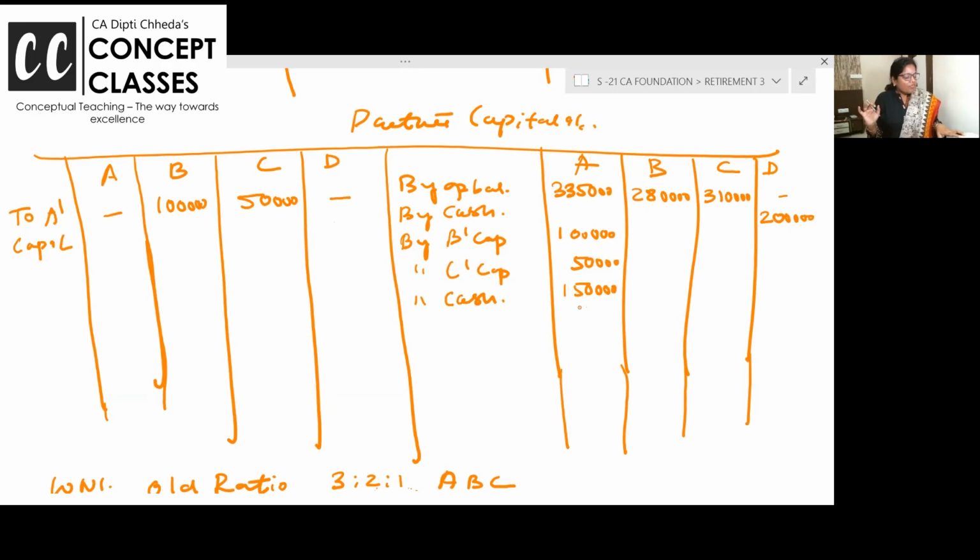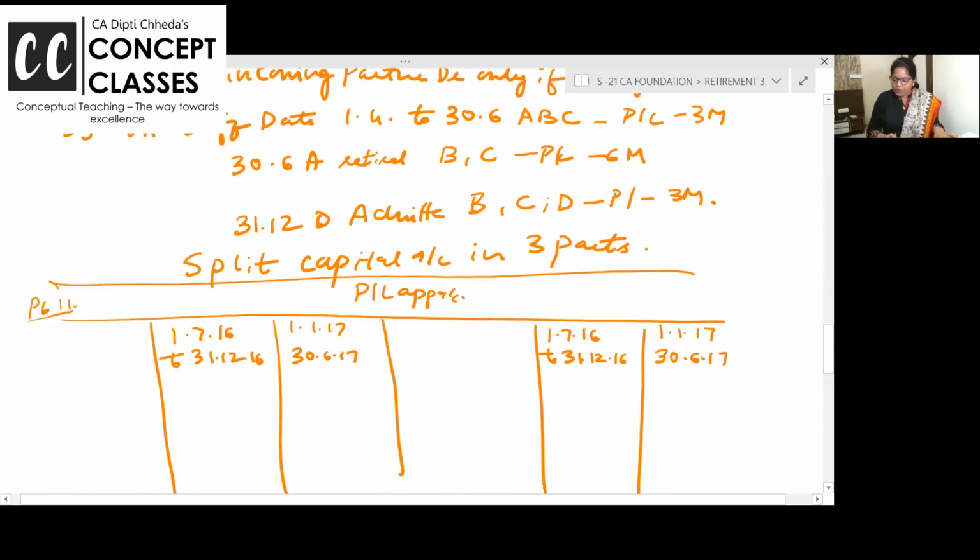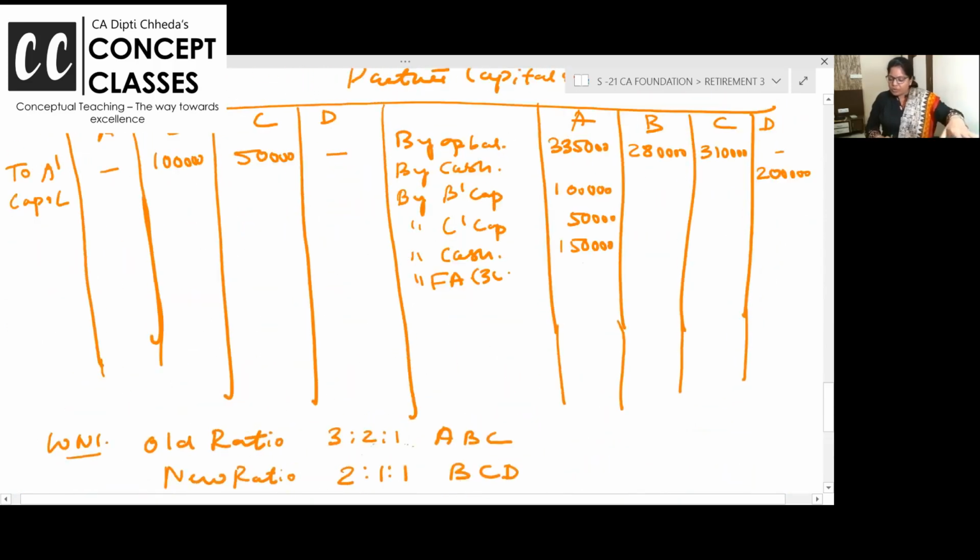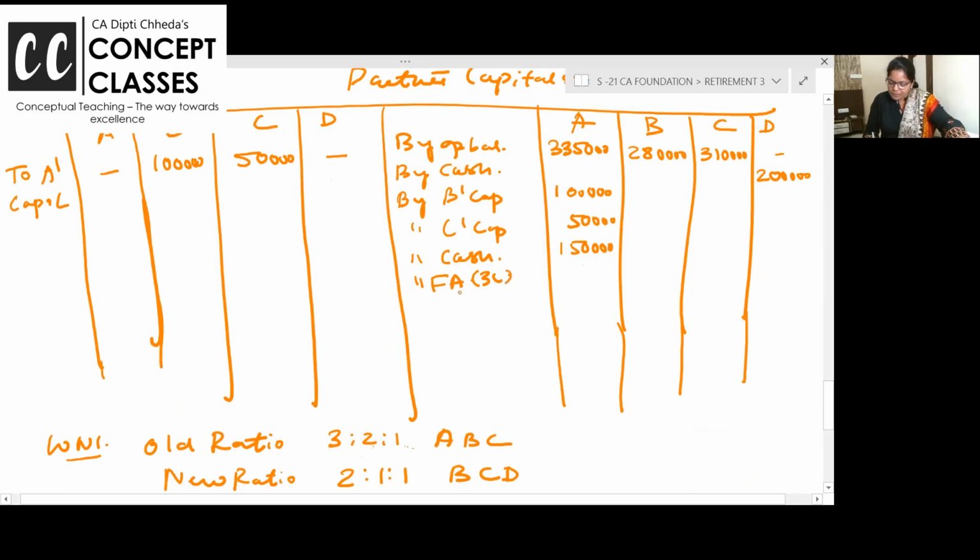Now, fixed assets are revalued upward by 3 lakh. Only one revaluation is there. So we are giving 3 lakhs to old partners, old ratio. What is their old ratio? 3:2:1. 3 lakh, give it in 3:2:1. Everyone is clear? For a single adjustment there is no need to make a revaluation account. Fixed assets are to be revalued upward. So 3 lakhs is profit. Give it.